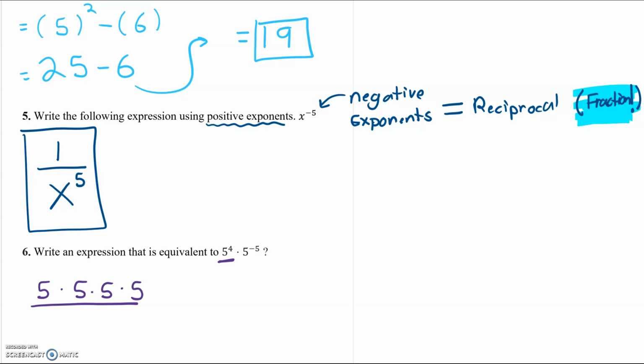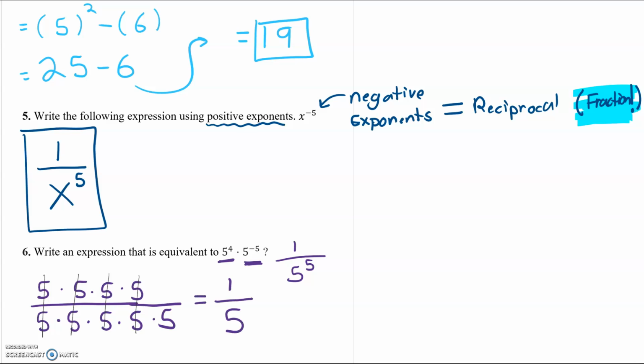And then I see I have 5 to the negative 5. So those are going to be on the bottom, right? We can kind of think of it as 1 over 5 to the 5th power. So these are going to be down here on the bottom. So 1, 2, 3, 4, 5. 5 of them. And then remember, we can divide out all our pairs. So I'm left with just 1 on the bottom. Nothing on the top, so I'm going to put a 1, and 5 on the bottom. So 1 over 5.